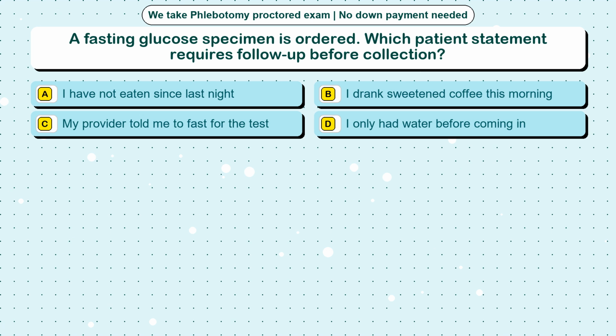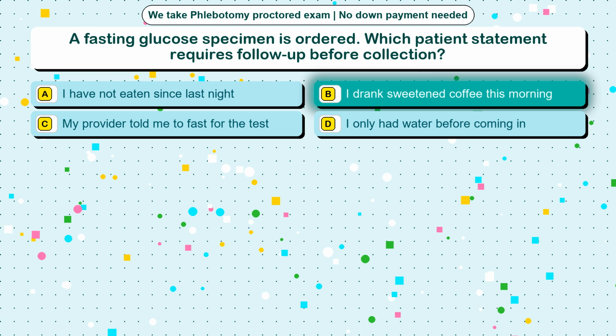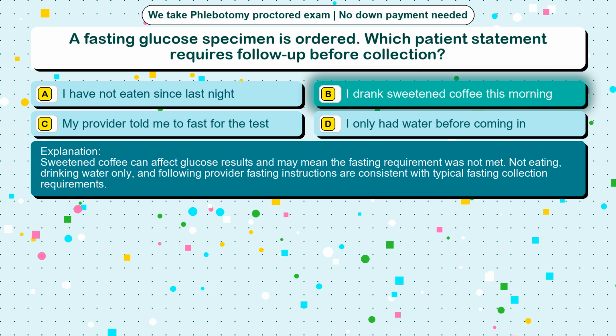Question 34. A fasting glucose specimen is ordered. Which patient statement requires follow-up before collection? Option A, I have not eaten since last night. Option B, I drank sweetened coffee this morning. Option C, my provider told me to fast for the test. Option D, I only had water before coming in. The correct answer is option B, I drank sweetened coffee this morning. Sweetened coffee can affect glucose results and may mean the fasting requirement was not met. Not eating, drinking water only, and following provider fasting instructions are consistent with typical fasting collection requirements.